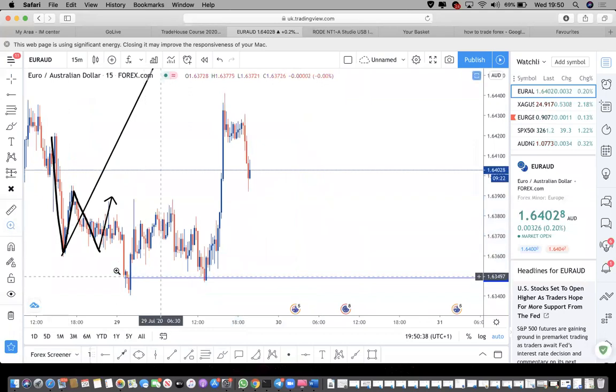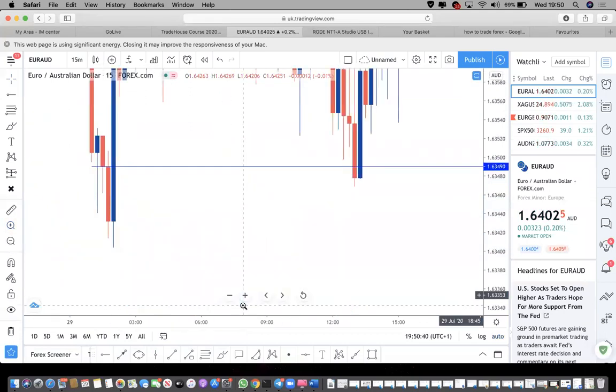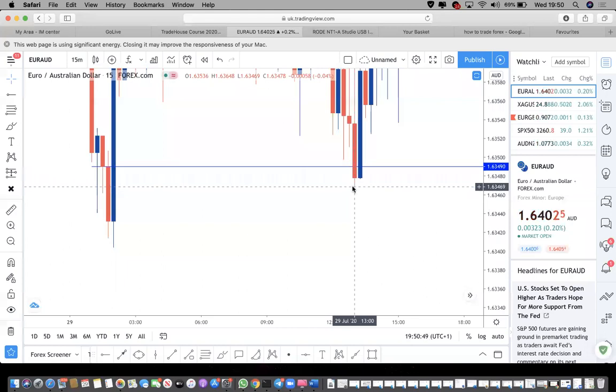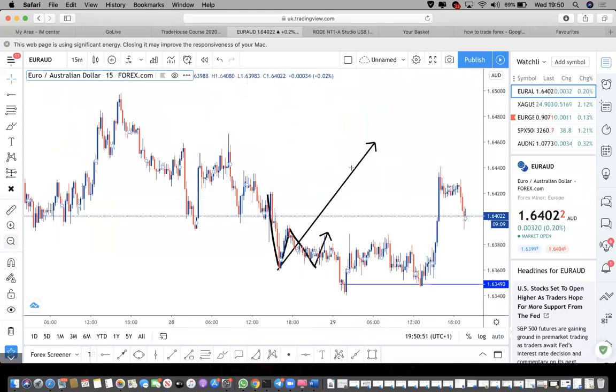Let's zoom in for people to actually see exactly what I'm talking about. This is the candle that I was looking at. So I got in right here at this candle, with maybe a 2 or 3 pip stop loss, and that's it.